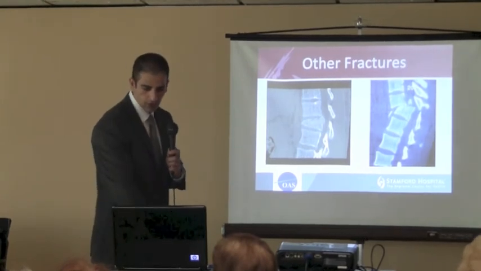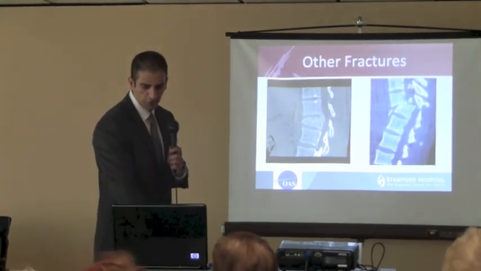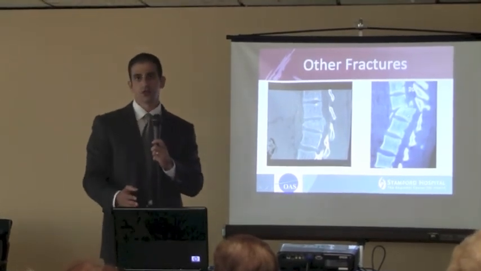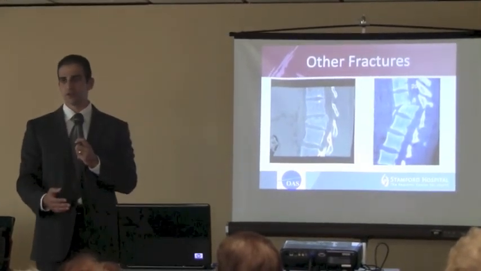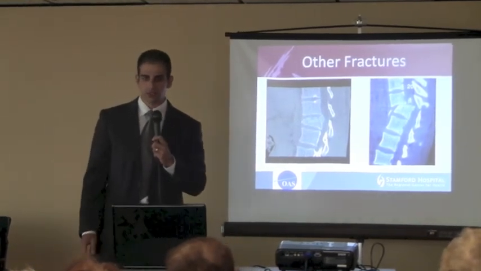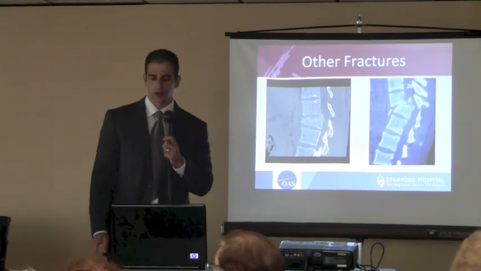And on the right is a much more serious type of injury called a fracture dislocation. That's where the whole spinal column is shifted forward over the bone below. And usually nerves are involved in this. There can be nerve damage or even paralysis, and this requires urgent surgery. But thankfully, it's much less common than the other problems.